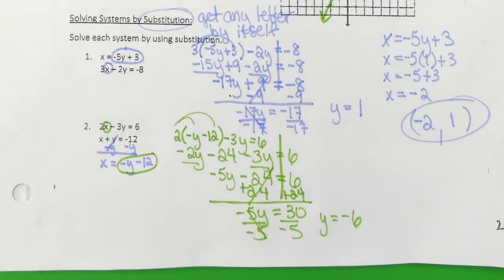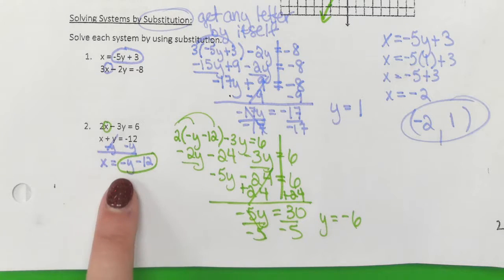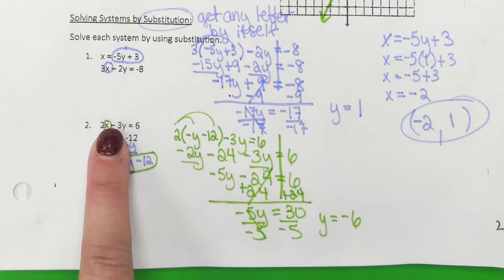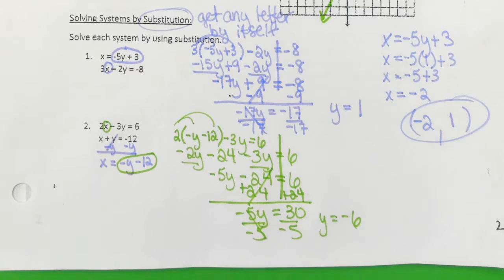But that's not your answer. So now I got to take that guy, that negative 6, and I got to plug it back in. I have 3 different options. I got the one where we solved it. I've got the x plus y equals negative 12. And I've got the 2x minus 3y equals 6. Either one of those 3 will work. But what's the easiest one?